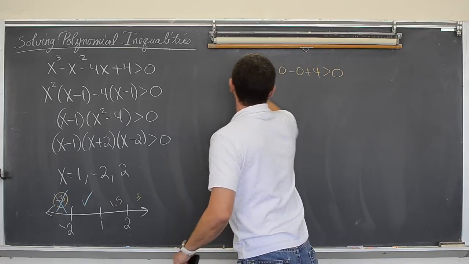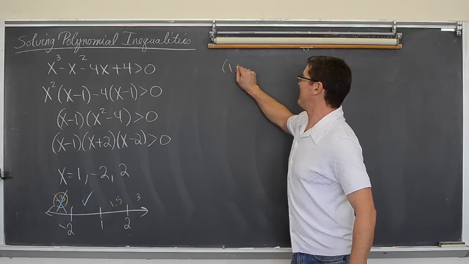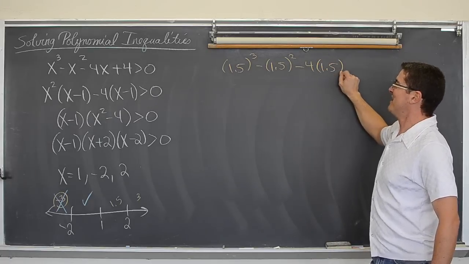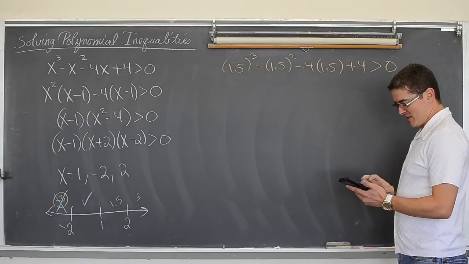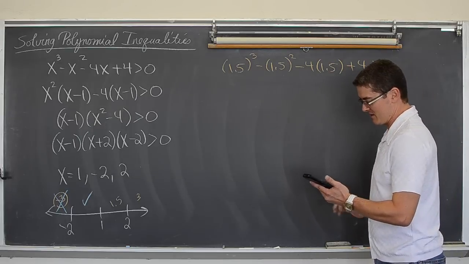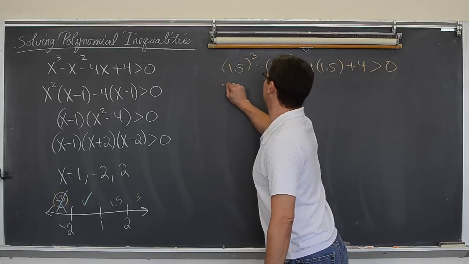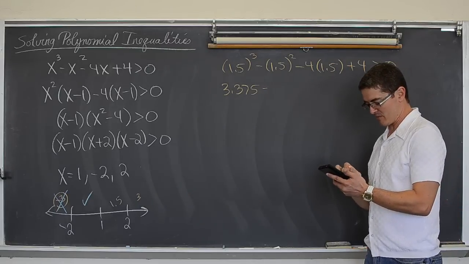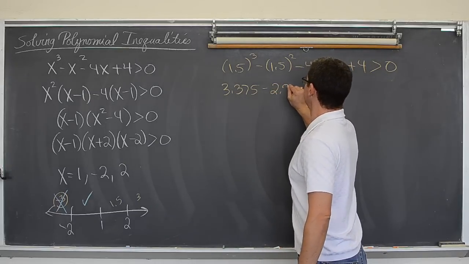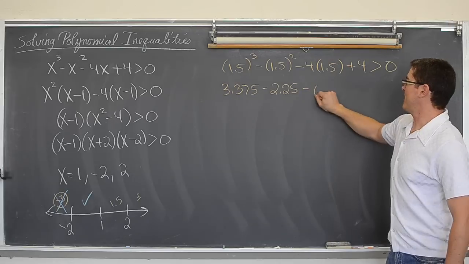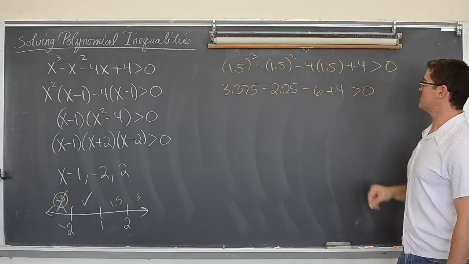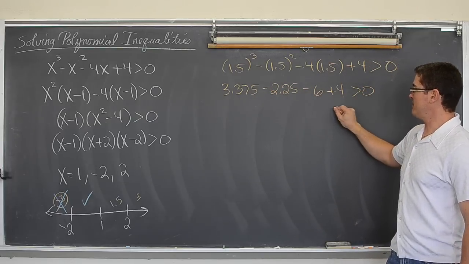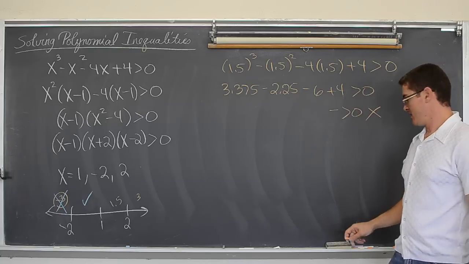All right. Let's take a look at 1.5. So 1.5 cubed minus 1.5 squared minus 4 times 1.5 plus 4 is greater than 0. Well, that's going to be 1.5 raised to the third is 3.375 minus 1.5 squared, I believe that is, but don't want to make a mistake on the internet, 2.25 minus, that's going to be 4.5, so minus 6 plus 4 is greater than or equal to 0. Well, this is going to be just a hair over 1, and this is going to be negative 2. So this is going to be a negative number is greater than 0, and that is false. So this part doesn't work.